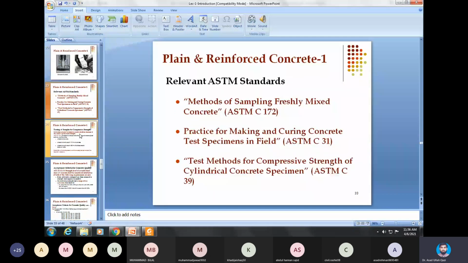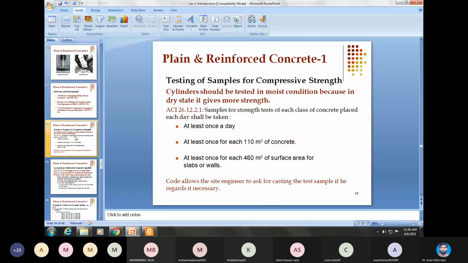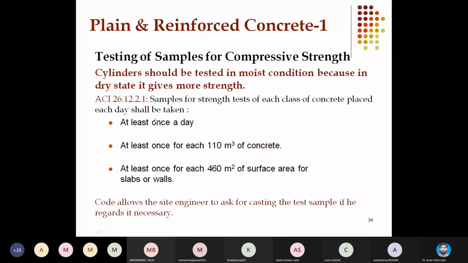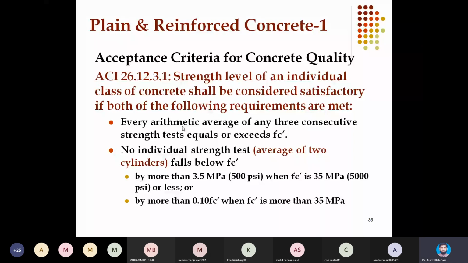So furthermore, there are few conditions which will be explained to you in lab portion: how you will perform testing of the compressive strength, at which age, at site, what should be the frequency of sampling, and how you will accept or reject a concrete based on the standard cured cylinders testing after the age of 28 days. So all this you will get in chapter 26 of ACI, and in your lab portion, the teacher will tell you acceptance criteria for concreting at site.